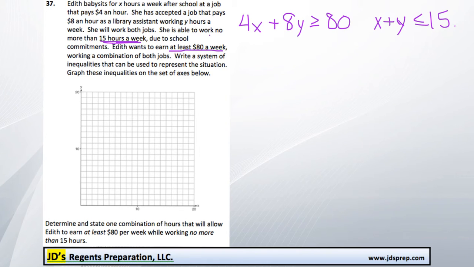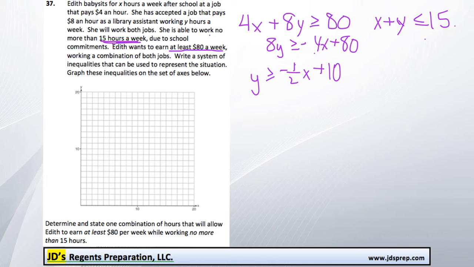Now, if we're going to need to graph both of these inequalities, we're going to need to isolate our variable y. So I can start off here by subtracting 4x from both sides of the inequality. And then I'll divide everything by 8. So y is greater than or equal to negative 4 over 8, which is the same thing as negative 1/2, so negative 1/2 x, and then 80 divided by 8 would be 10.